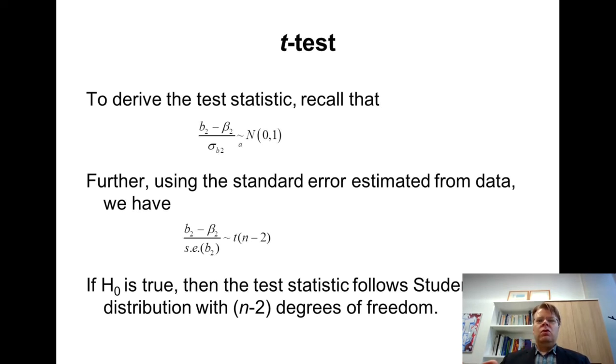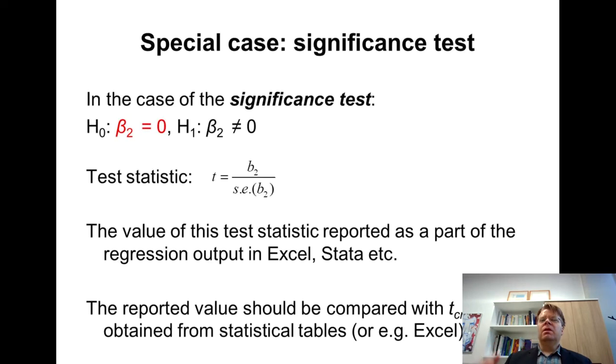So this is also the general setting, but I will come back now to some specific case of the t-test. I hope that it doesn't confuse you. Here, in the general case, this null hypothesis can state anything about this beta 2. But there is a very important special case, and this is called the significance test.